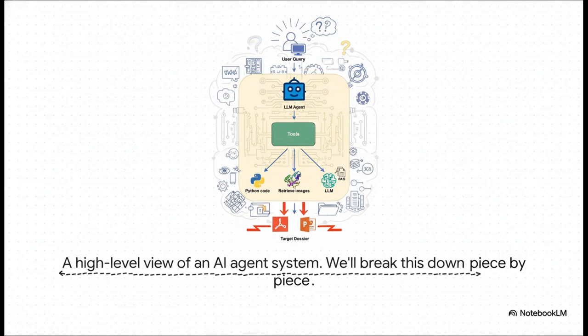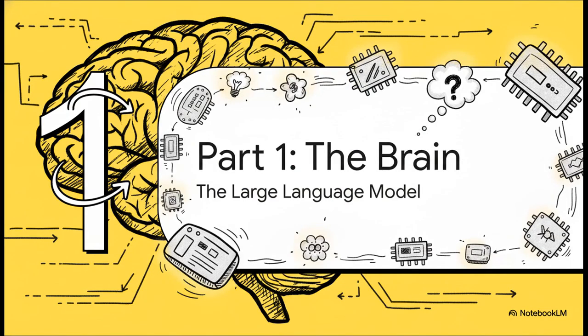Okay, so here's the big picture. Now, this diagram might look a little complicated at first, but don't worry about it. It just shows how a question from you flows through the agent, which then uses a bunch of different tools to get the job done. We are going to take this whole thing apart, piece by piece, starting with the most important part of all. Every digital being needs a brain, right?